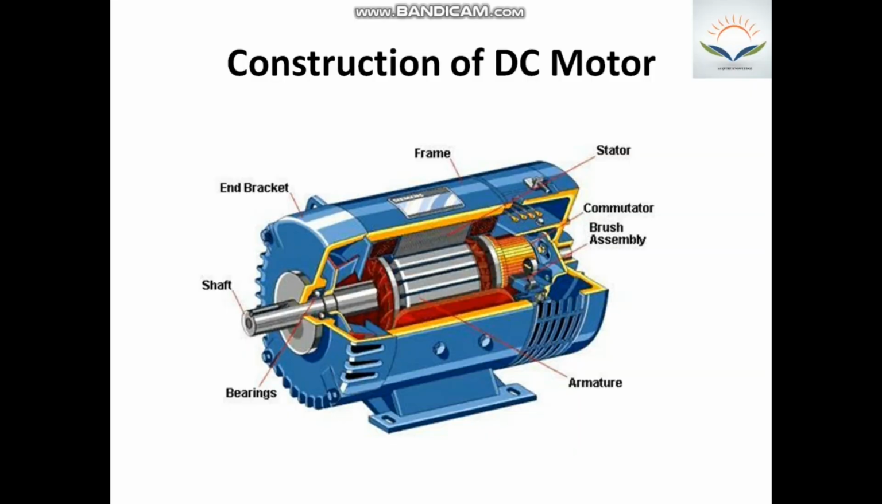Now let's see the construction of a DC motor. As shown in the picture, the major components of the DC motor are its stator, also called the field winding, rotor, the armature winding, brush assembly, commutator, bearings, shaft, and the motor frame. The power source is fed to the field windings directly, but for the armature it is fed to the commutator through carbon brushes housed inside the brush assembly.